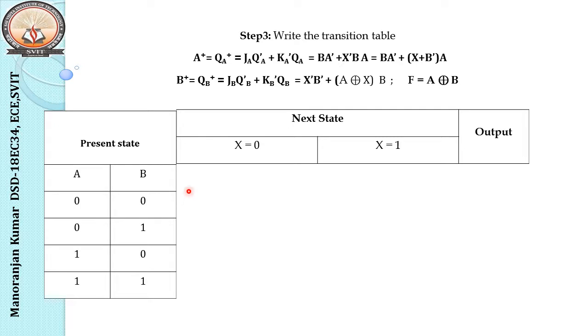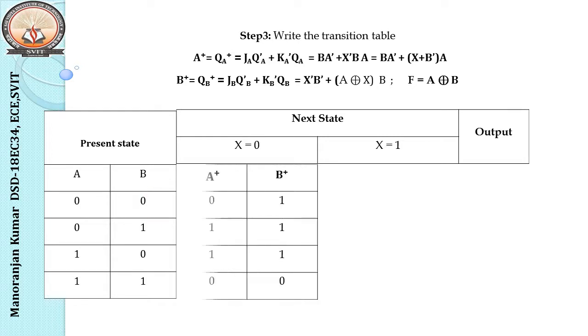In the same manner, I have to repeat the same thing when AB is 00 and X is 1. Like that I have to do it for both X equal to 0 and X equal to 1 for these 4 combinations. If you do so, you will get something like this. When AB is 00 and X is 0, A plus will be 0, for 01 it is 1, for 10 again it is 1, for 11 it is 0, and so on. Like this we have to get the values of the next state of both flip-flops, that is the A flip-flop and B flip-flop, when X is 0.